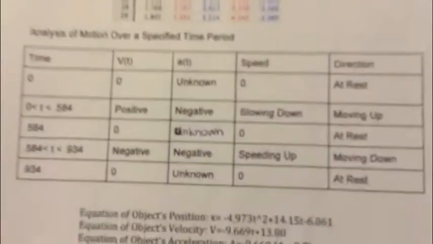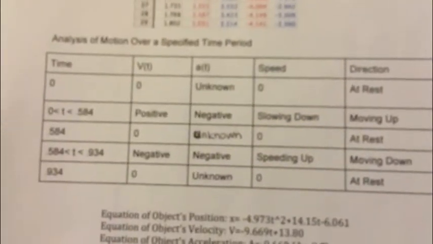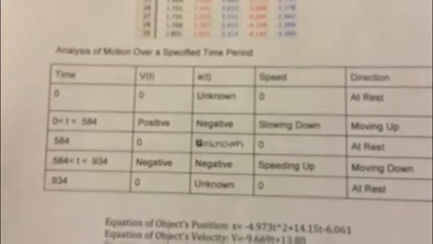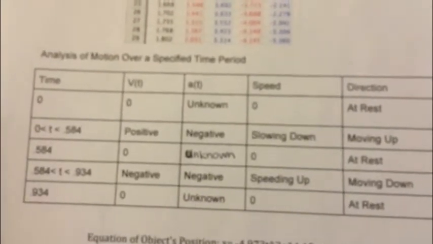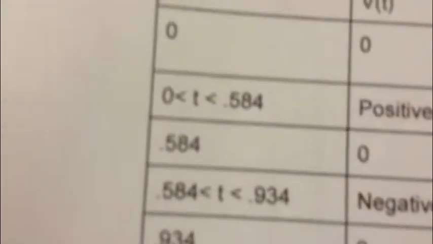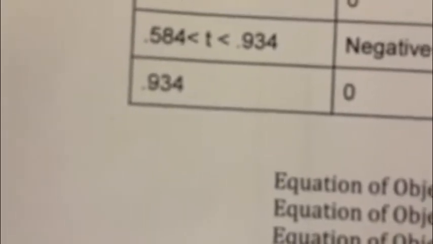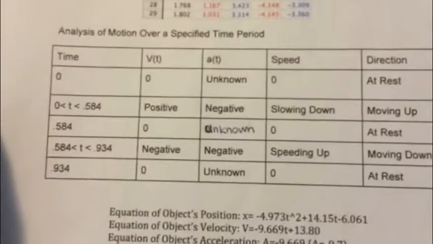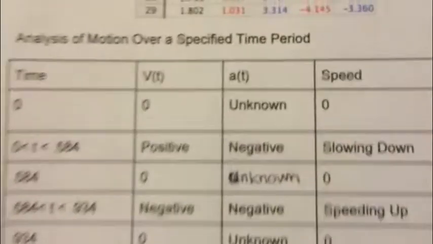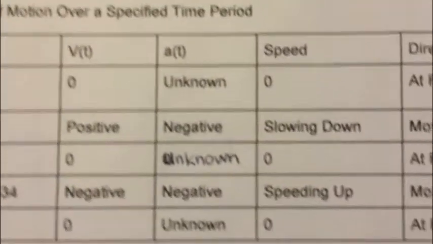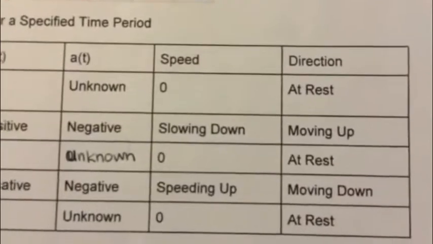This is the analysis of the motion of the basketball. So we know that the basketball is stopped 3 times during its flight. First, when time equals 0, or before she releases the ball, 0.584, which is when the ball reaches its max height, and 0.934, or when the ball reaches the hoop. Because the object is at rest, the velocity will be 0 for all 3, the acceleration will be unknown, the speed will be 0, and the direction will be at rest.